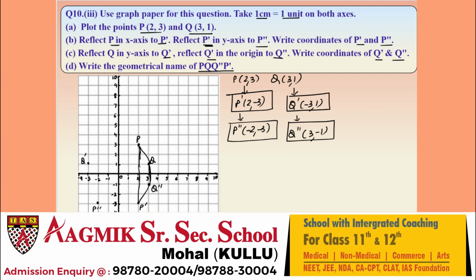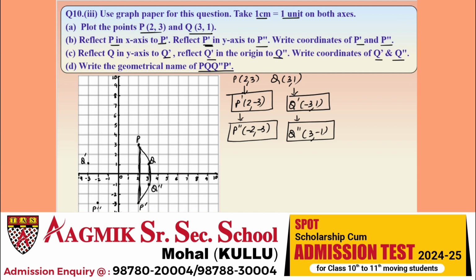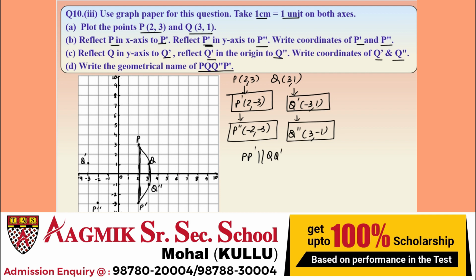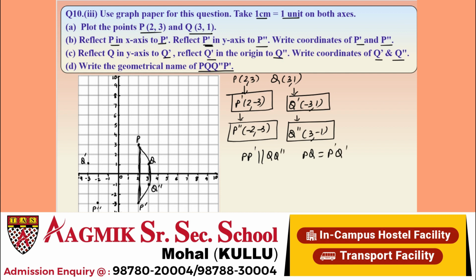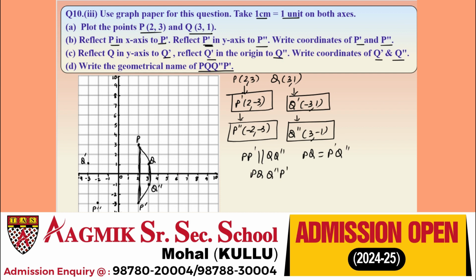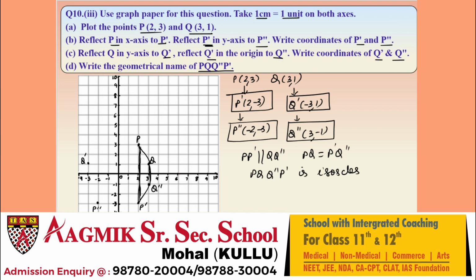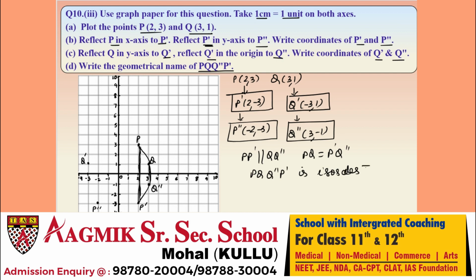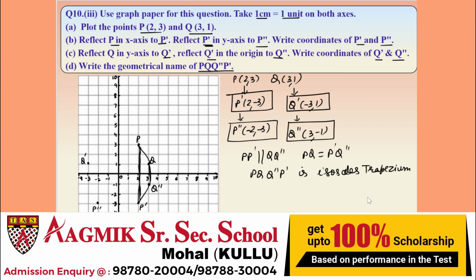So you can see this figure drawn is an isosceles trapezium because we have P dash parallel to Q double dash, and also distance PQ will be equal to distance P dash Q double dash. So therefore PQQ double dash P dash is an isosceles trapezium, right? So this will be isosceles trapezium. So this was question number 10, part 3.